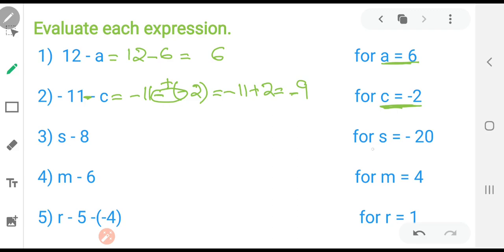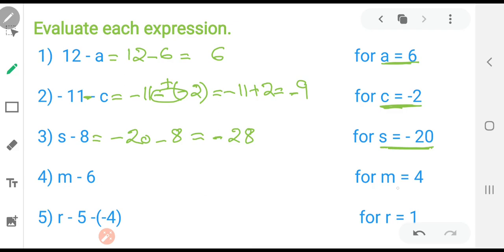In 3, the s is equal to minus 20. So here I write minus 20 minus 8. The same sign I will add. This will be a 28. What's the same sign? Minus, so minus 28.